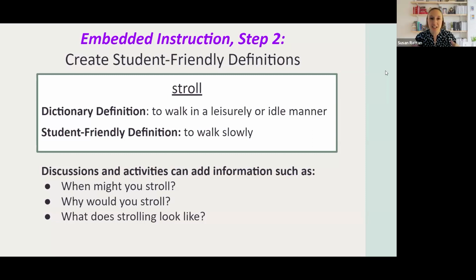Now that definition does not get at all of the nuances of the word stroll, and that's okay. So we want to start off by just giving a general, clear definition, and then through repeated exposures in different contexts, through activities that you'll do with these words, they can build on their understanding and understand more of the nuances of a word. So we might do some activities around this word and talk about when you might stroll and why you would stroll and what does strolling look like. And all of this will come together to help refine that initial basic definition.